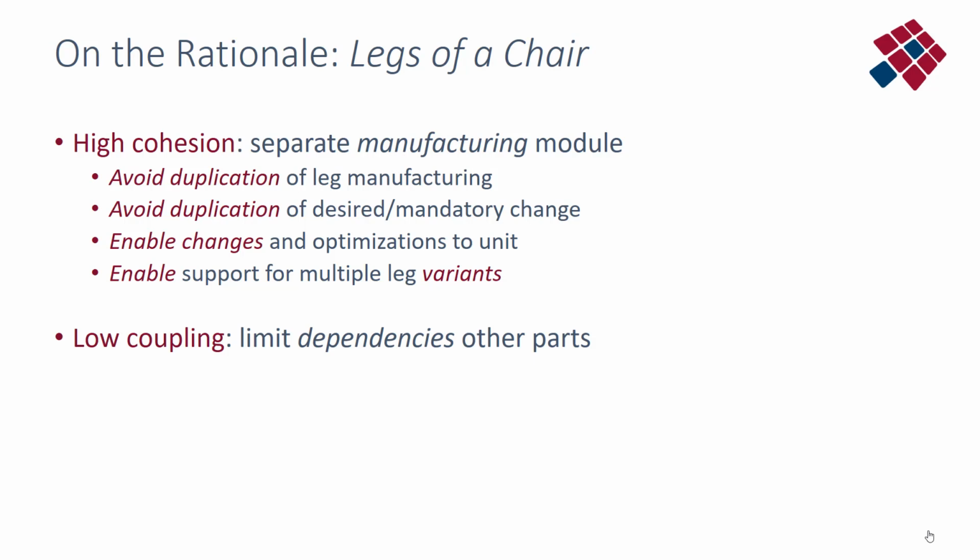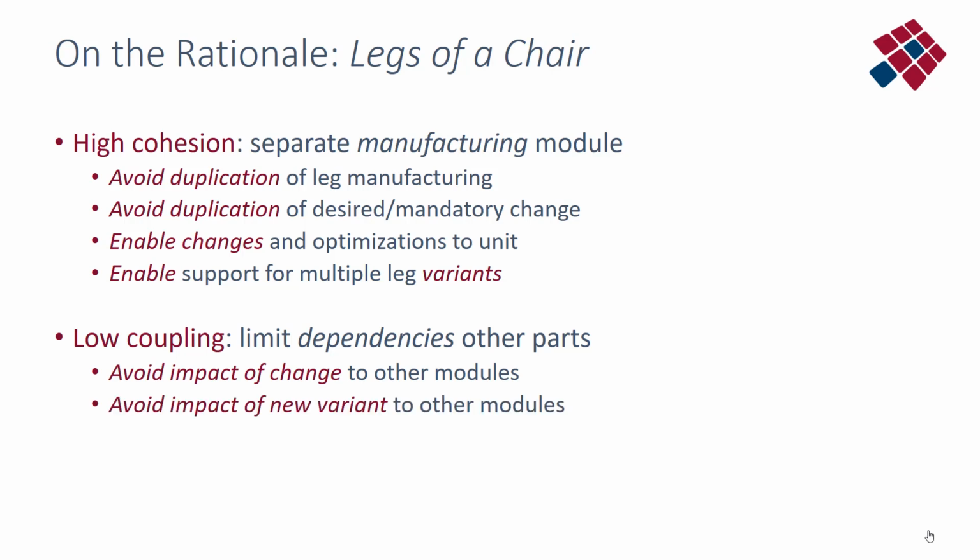Low coupling. Why do we want low coupling? Well, we want to limit the dependencies of the other parts. We want to avoid having impacts of changes in the other modules. We want to avoid a new variant impacting the other modules, impacting the integration at manufacturing time.